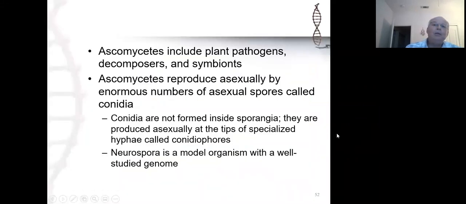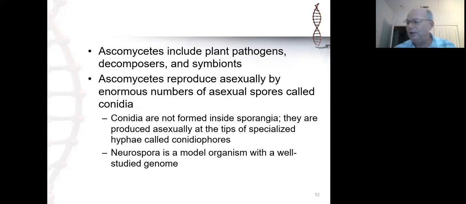Anyway, ascomycetes also represent a lot of the molds that are considered to be agricultural pests. They're also important decomposers. They're also important symbionts. So they serve a number of roles. When they reproduce asexually, they produce the conidia on the tips of the conidiophore. So we looked at those on the surface of the orange in a previous diagram, and that's where we were talking about the yeasts as well.